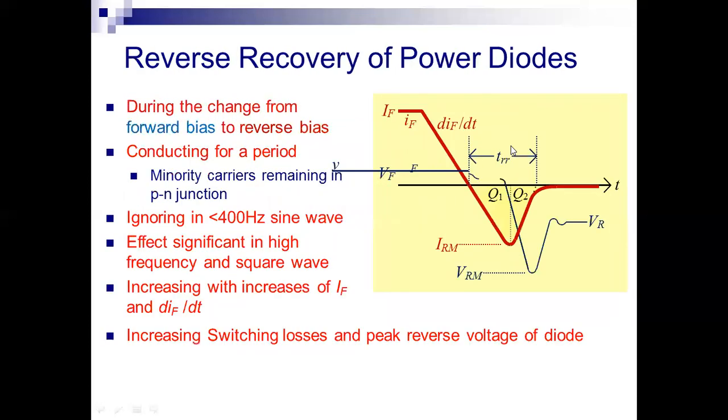Reverse recovery of a power diode. If you consider the reverse recovery of a power diode, during the change from forward bias to reverse bias, it keeps conducting for a period, with minority carriers remaining in the PN junction. Ignoring it is fine for less than 400 hertz sine wave, but it affects significantly at high frequency and square wave, increasing with the increase of IF and dIF/dt, and increasing the switching losses and the peak reverse voltage of a diode.